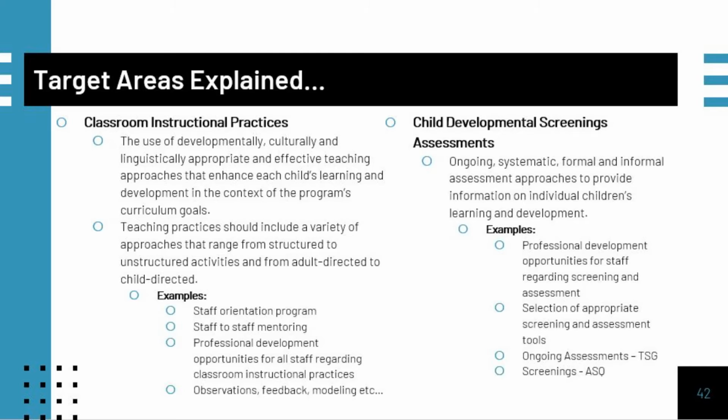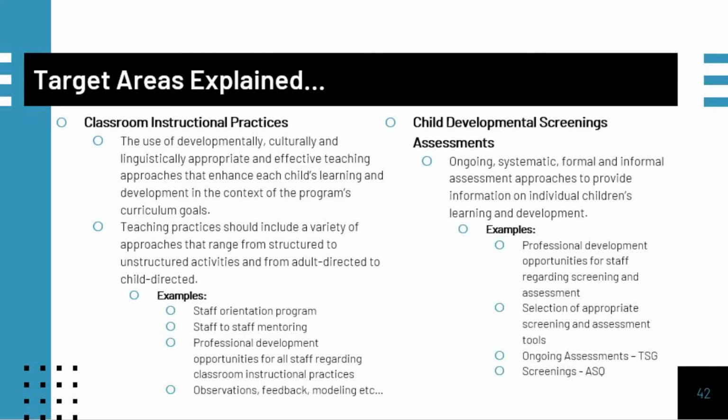The next one is called Child Developmental Screenings Assessments. So these are the ongoing systematic formal and informal assessment approaches to provide information on an individual children's learning and development. So some of you could be in the school readiness program or are already using TSG. That is, you can run reports and put those in as evidence of ongoing systematic formal assessment. The curriculum that you chose most probably has its own type of screening.